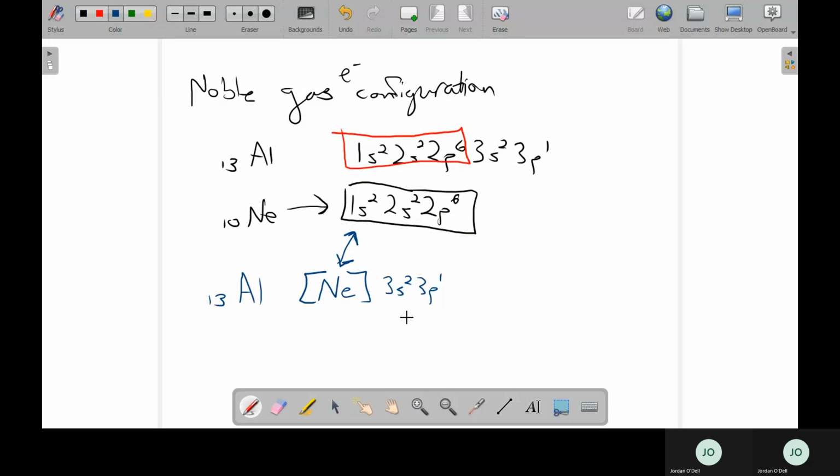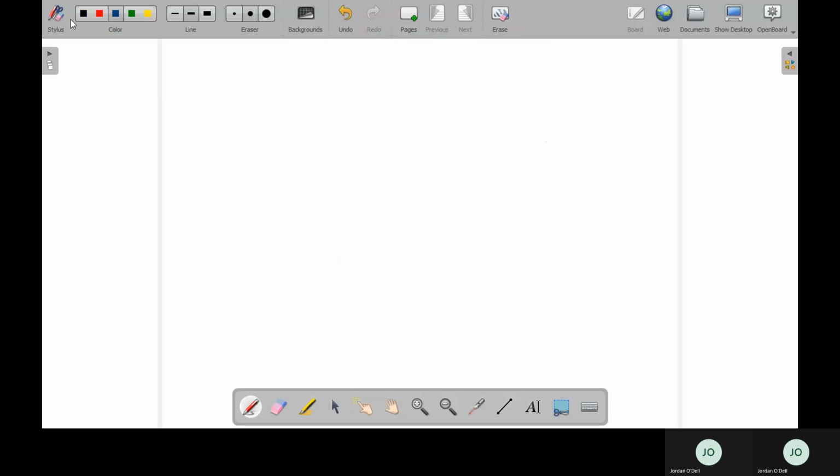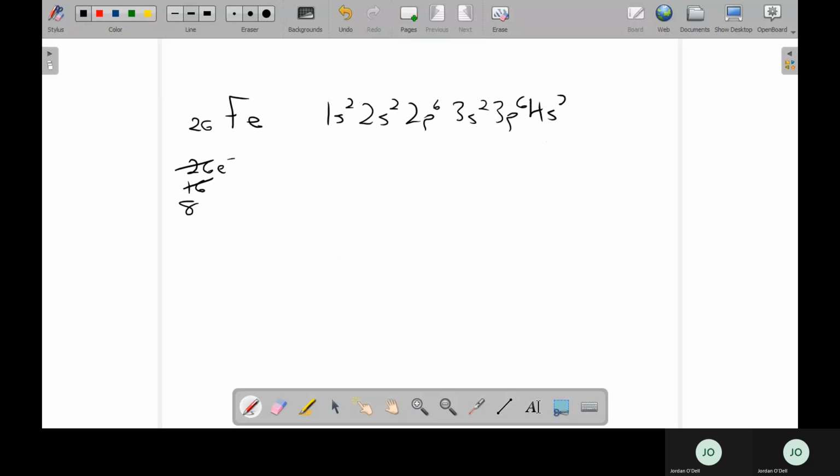So that being said, we'll look at one more example. Let's look at iron, Fe, which is element number 26. So I have 26 electrons. We could do it the hard way and write everything out. 1s2, 2s2, 2p6. So there's 10 electrons gone. We're down to 16. 3s2, 3p6. There's another 8, so we're down to 8. Then we have 4s2, 3d10. Or sorry, not 3d10. It's going to be 3d6 because I have 6 electrons remaining after my 4s2.